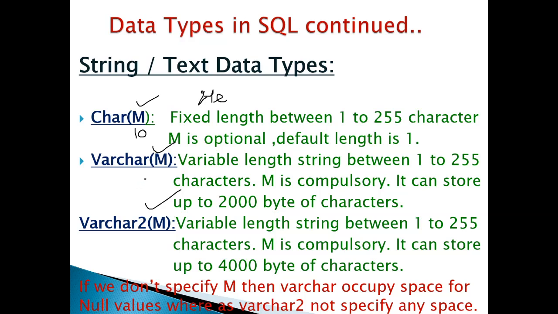Now what's the difference between varchar and varchar2? Varchar and varchar2 both are variable length, but varchar can store up to 2000 bytes of characters, whereas varchar2 can store 4000 bytes of characters. One more difference is there. If you don't specify the value of m in the case of varchar and varchar2, then how will they behave? Varchar occupies space for a null value, whereas varchar2 does not occupy any space.